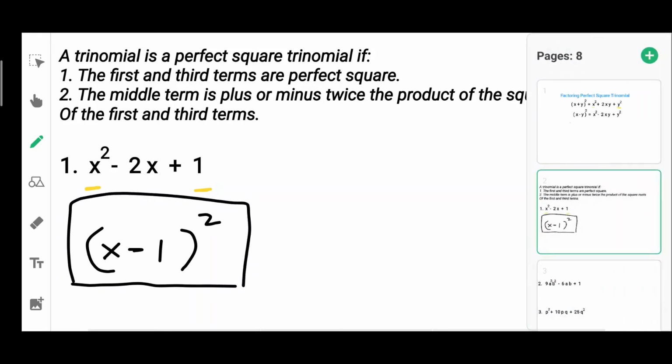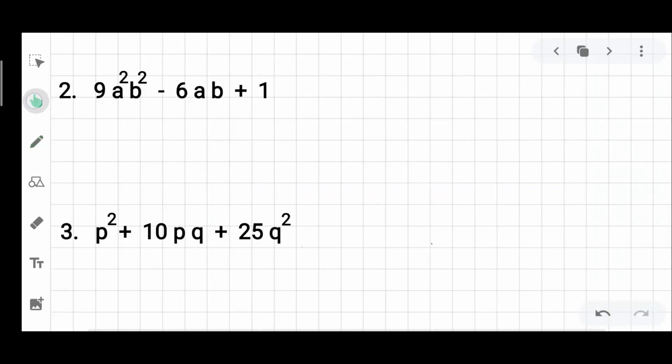For our second example, we have 9a squared b squared minus 6ab plus 1. So first, bago tayo mag-factor, let's identify kung perfect square trinomial ba ang equation natin, and how do we know that? Perfect square ba ang 9a squared b squared? Yes. Ang 1 perfect square? Yes. And then get the square root of the first and last term, then multiply it by 2.